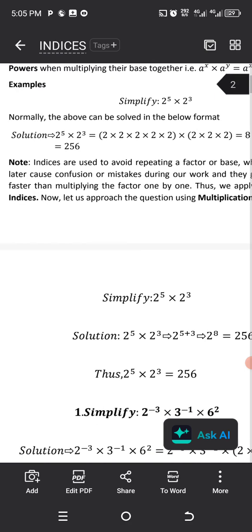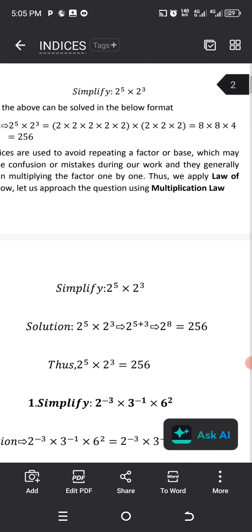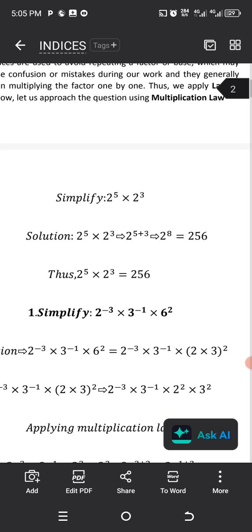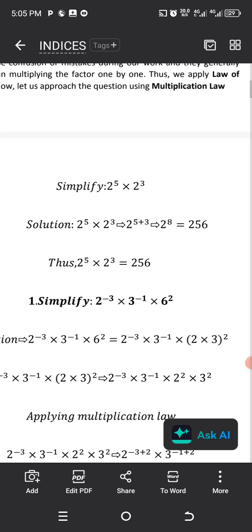So we apply the law of indices now. Let's approach the question using the multiplication law, because the multiplication sign is in between the bases with their indices. Solution: 2 raised to power 5 multiplied by 2 raised to power 3 is just simple. Applying the multiplication law, it implies 2 raised to power 5 plus 3, which is 2 raised to power 8. And if you press 2 raised to power 8 on your calculator, what is it?